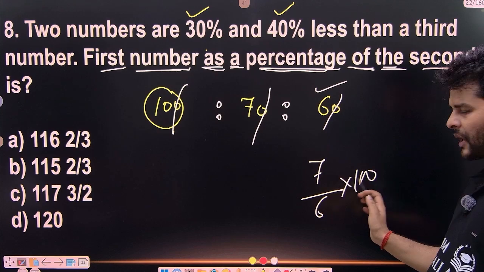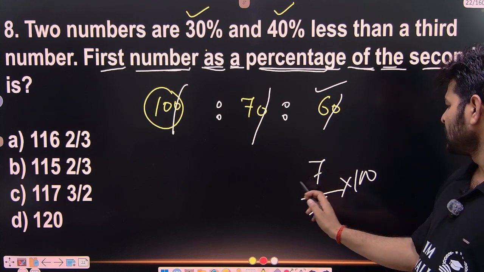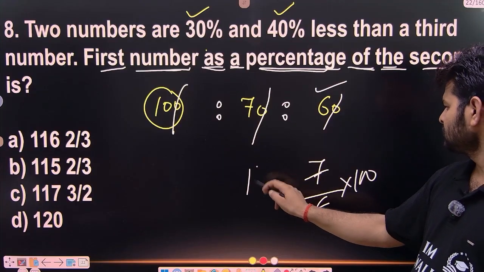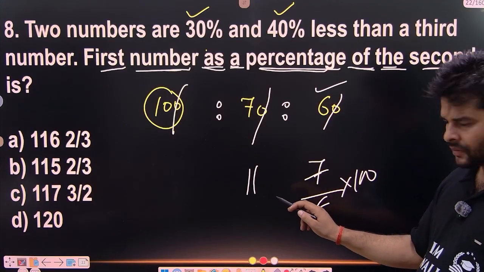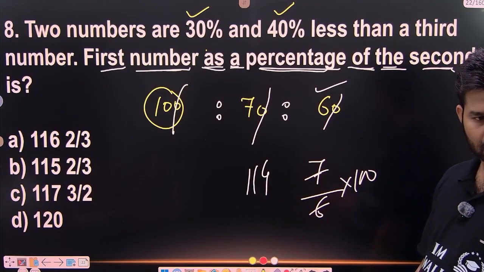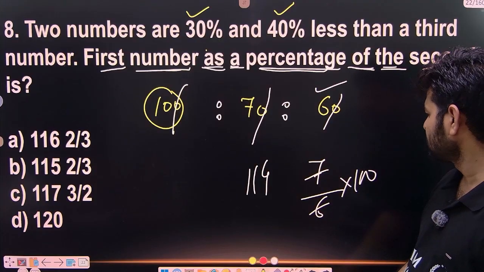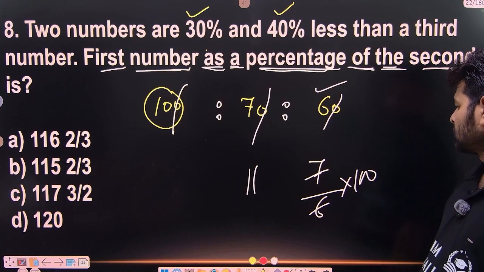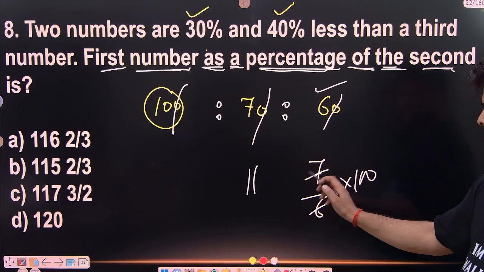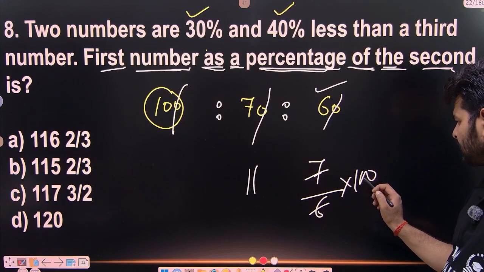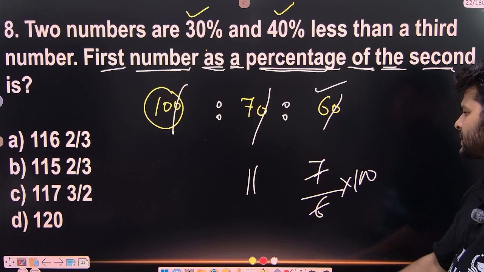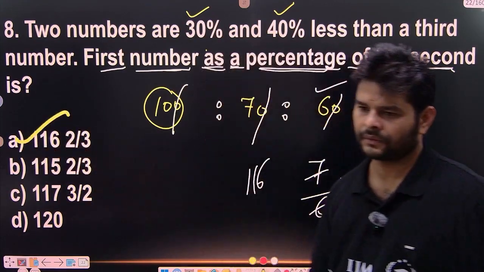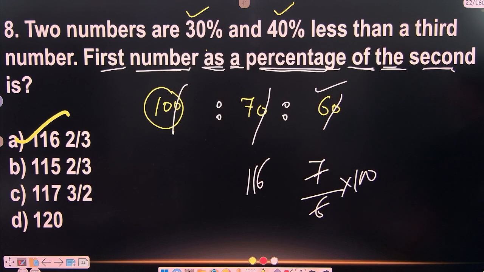So if you solve that one, you will get 1, again 1, 3, 4, 6. You will get 6 into 1, 6, 1, okay. Got it?